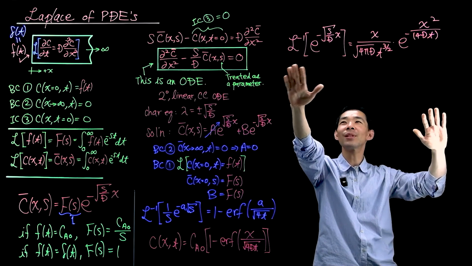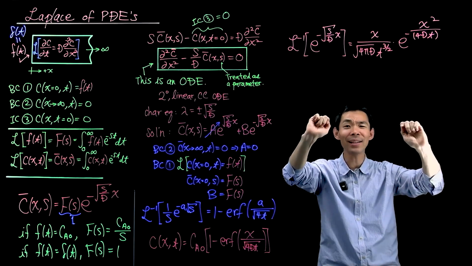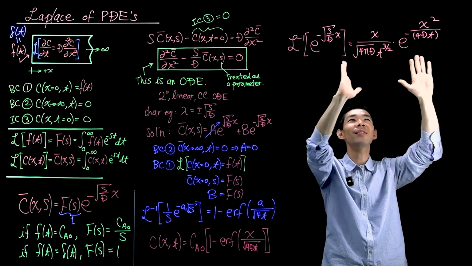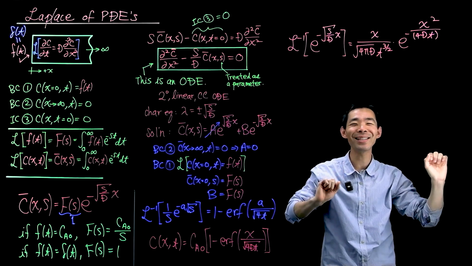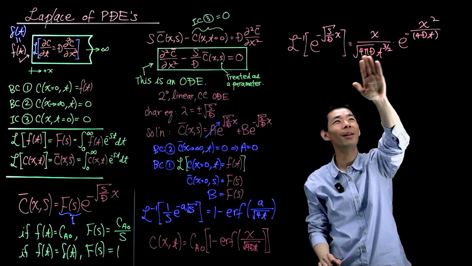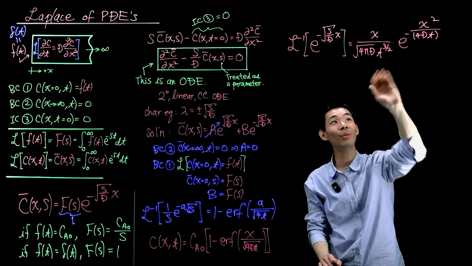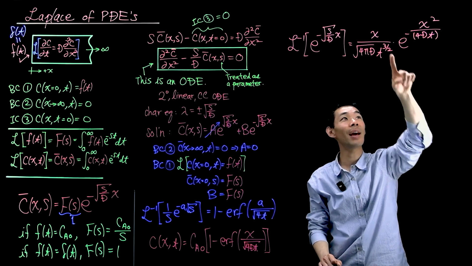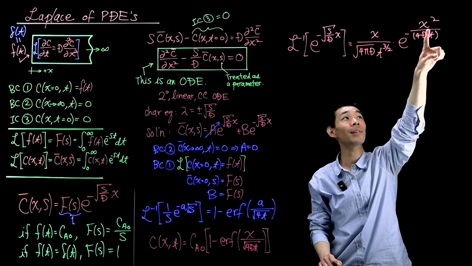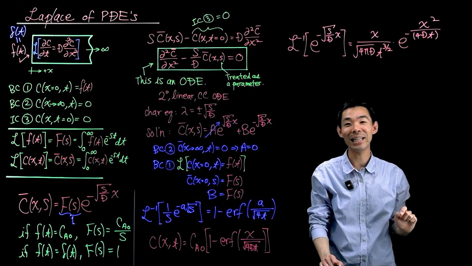The Laplace inverse of e to the negative square root of s is equal to this ugly thing on the right-hand side. x on the numerator. Downstairs we have square root of 4 pi D. We have time t to the 3/2 times this exponential of e to the negative x squared divided by 4Dt.